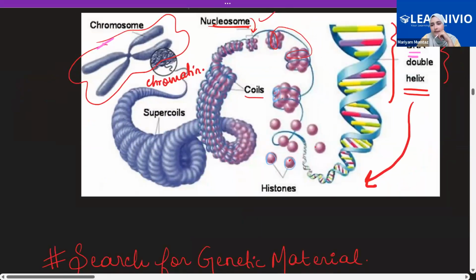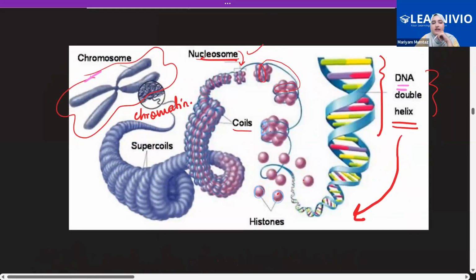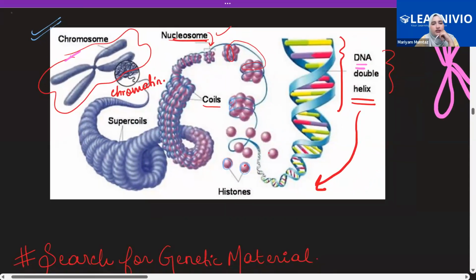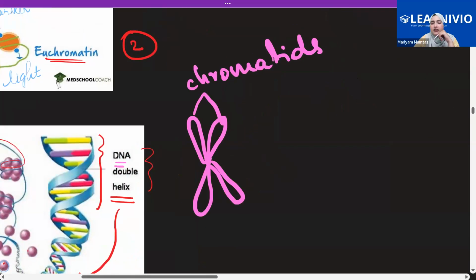Got it? Okay. Is it clear? Yes, ma'am. This is a very nice picture. While you're writing the notes, you draw this. Yes, ma'am. Because it will clear out the concepts.